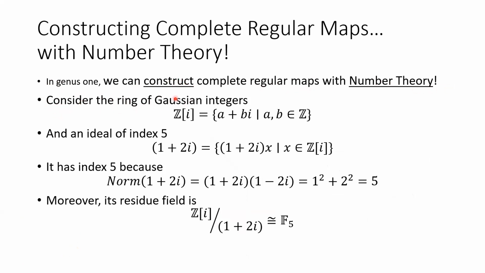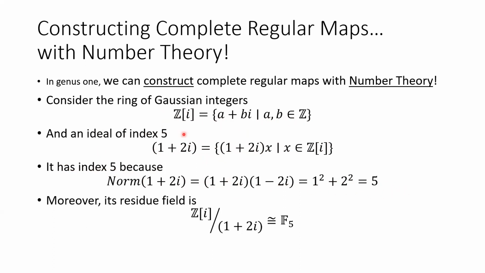Consider the ring of Gaussian integers, Z adjoin i, which is just a plus bi, where a and b are integers. Inside of this ring, there's an ideal of index 5, the principal ideal generated by 1 plus 2i. This is the set of elements in Z adjoin i that are multiples of 1 plus 2i, x times (1 plus 2i), where x ranges in the Gaussian integers. This ideal has index 5 because the norm of the generator, which is the product of the Galois conjugates, is 5. So 1 squared plus 2 squared is 5.